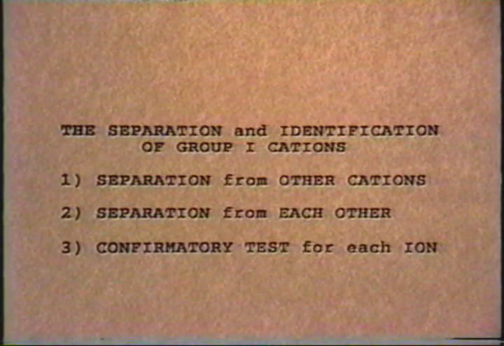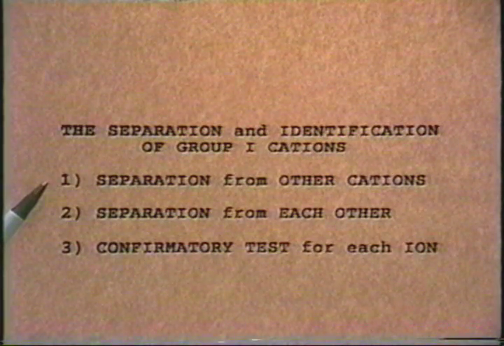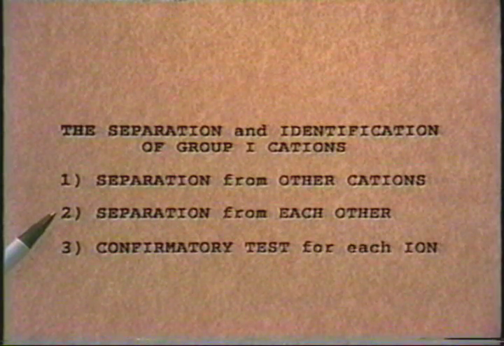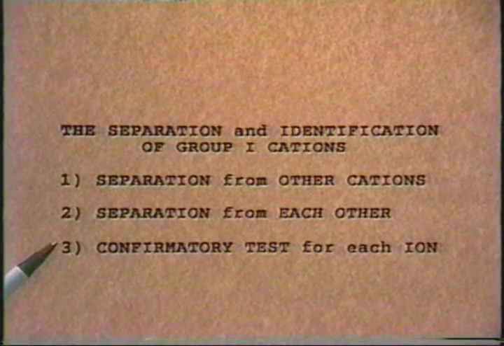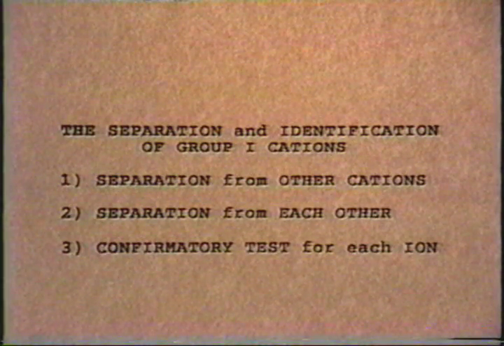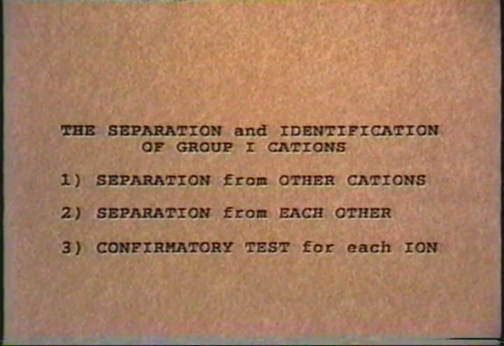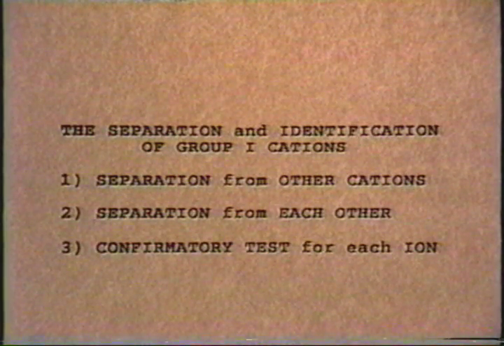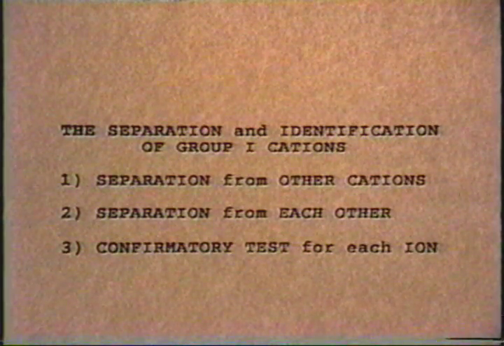In this analysis, first you'll separate the group 1 cations from any other cation which may be present. And once you've isolated these cations, then you'll separate each from the other. And after separation, a test will be run to confirm the presence or absence of the cation. Now, initially, you'll carry out this separation and identification using a solution known to contain all three cations. This is the known. In this way, you will learn how each cation reacts. Then, you will carry out the analysis on your unknown.